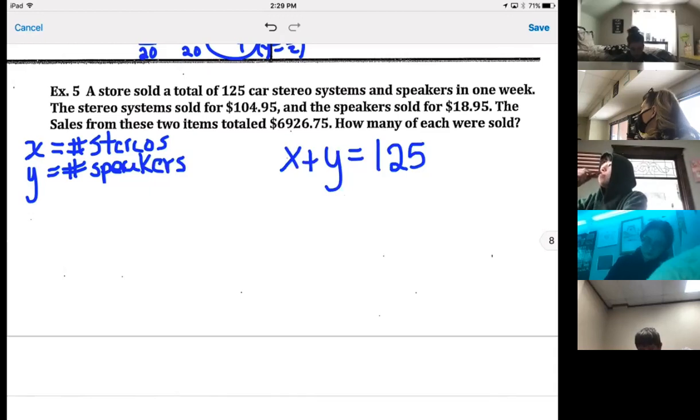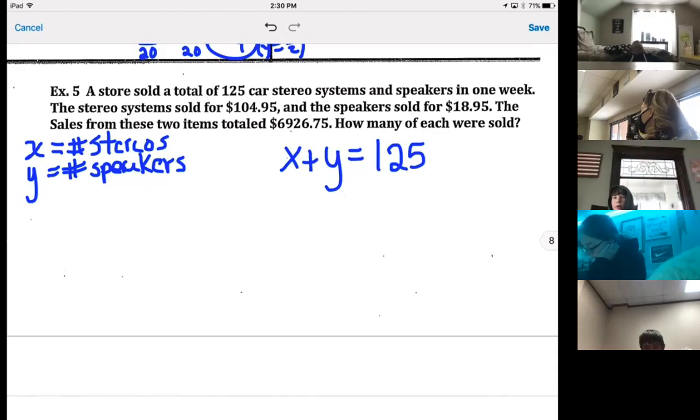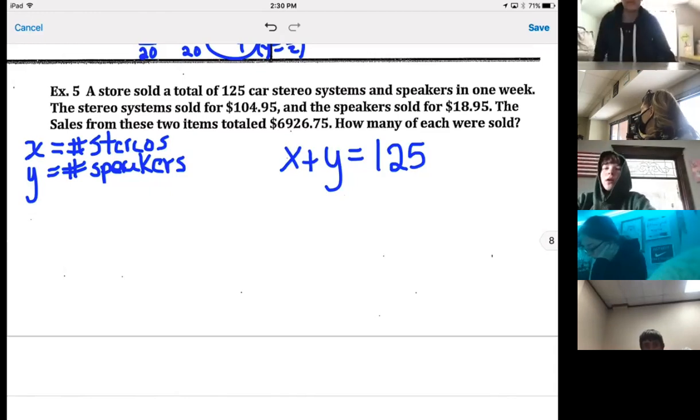You could have put Y as stereos and X as speakers. It's all good. Doesn't matter which one's which. We just knew at the end it says how many of each were sold. So that's telling me the two things are my variables because that's what I need to find. All right. I know that there was a total of 125.